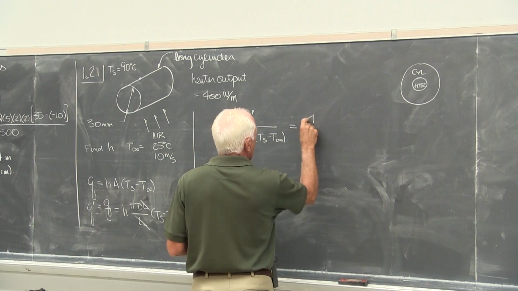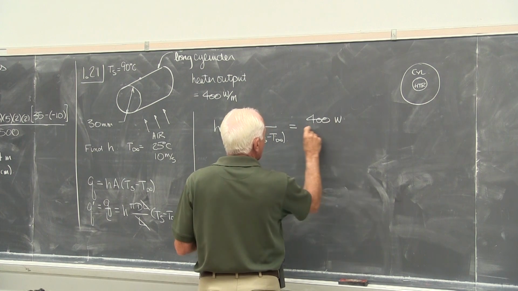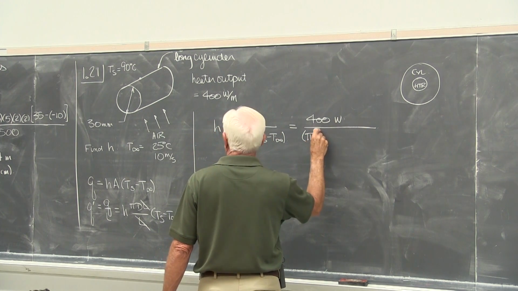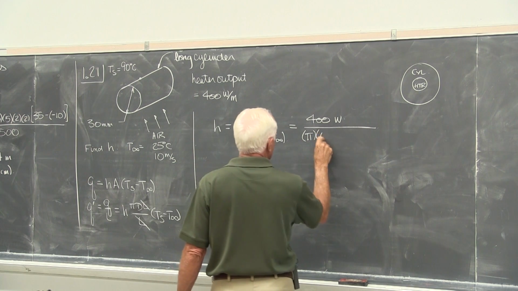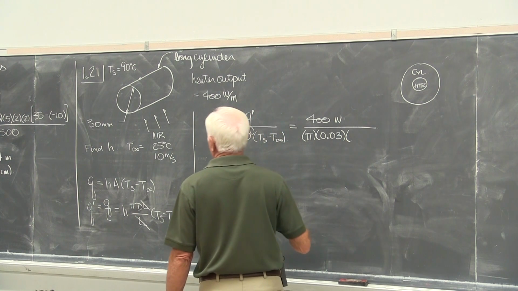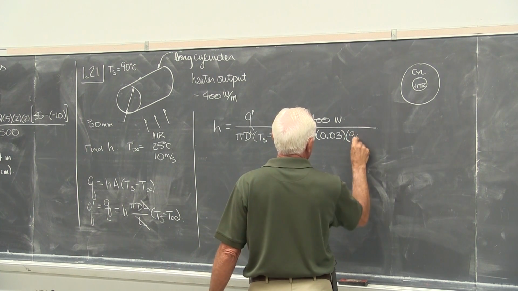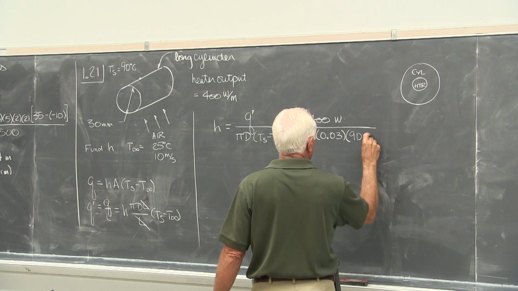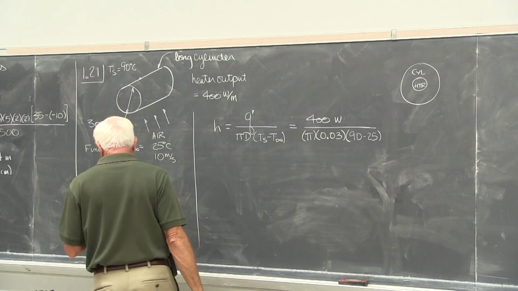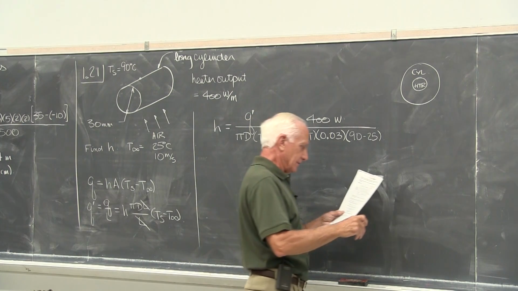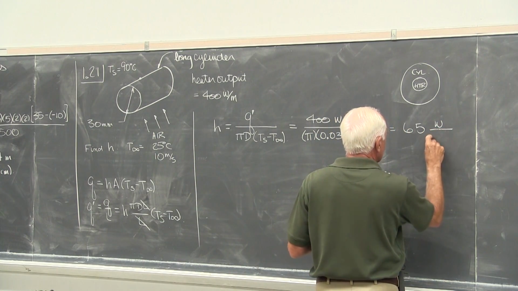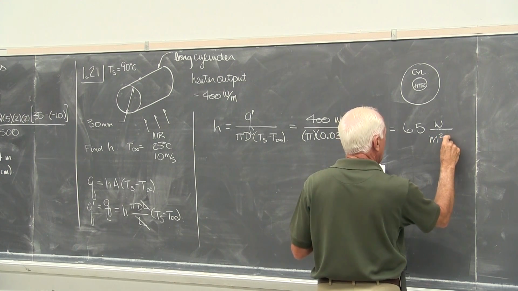Okay, Q prime, 400 watts, divided by pi, dimensionless. Diameter given, 30 millimeters. Ts given, 90. T infinity given, 25. That gives 65 watts per meter squared K.